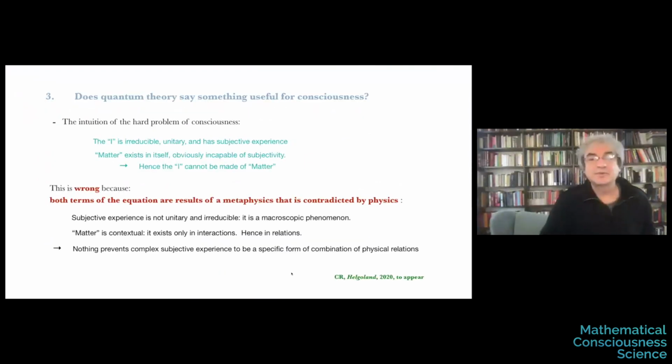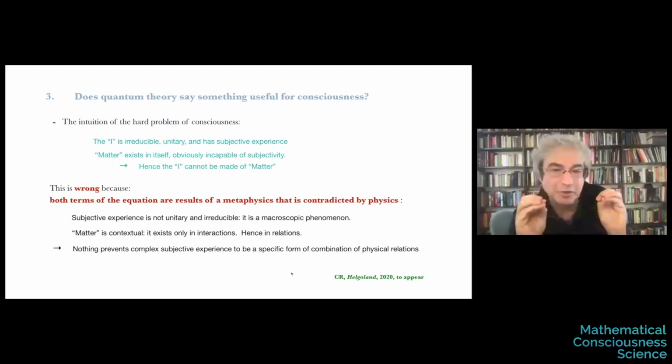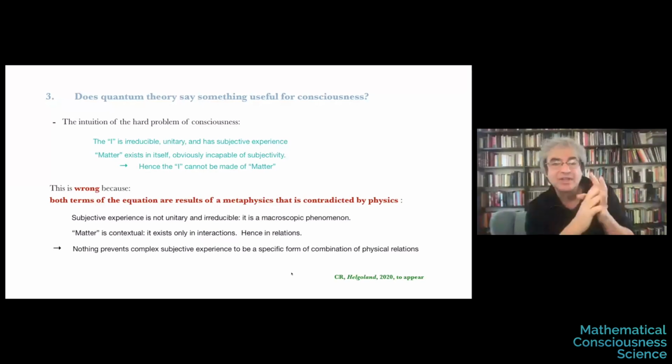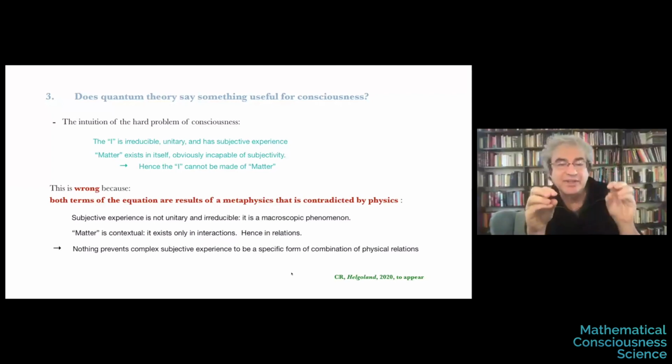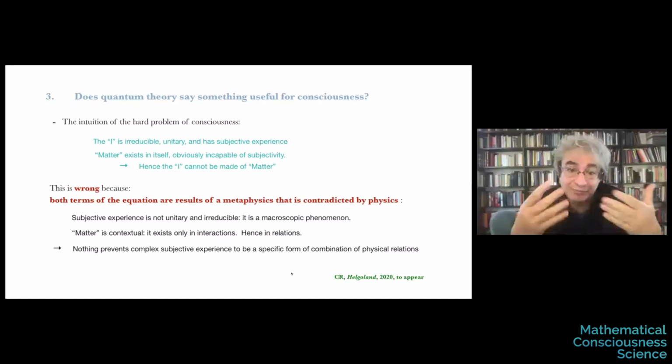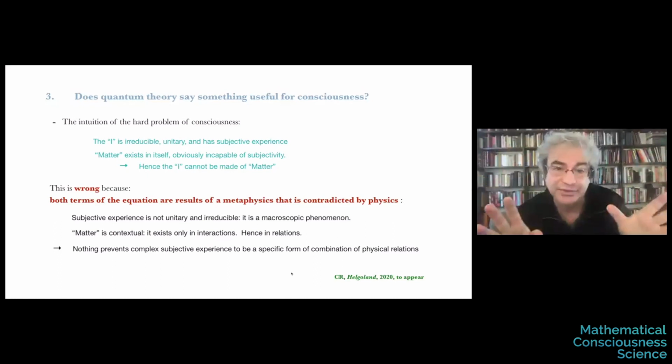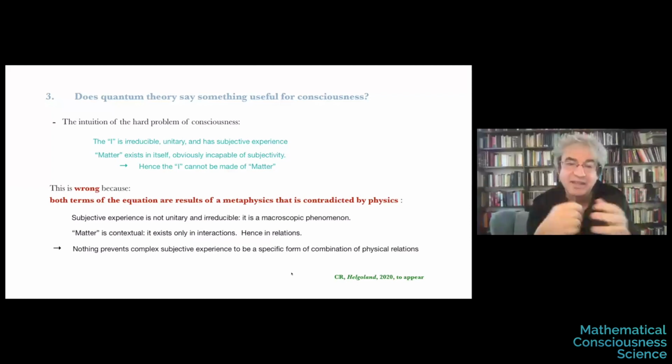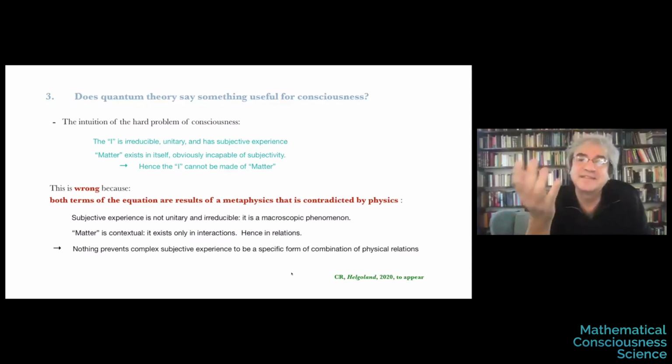And I come to the key point. The hard problem of consciousness is, and this is somehow the crucial point of all this discussion, the intuition that there is a contradiction, an incompatibility between the notion of the subject, of the subjective view of the world, of the subjective experience of the world, the I, which is an irreducible unitary thing which has subjective experience, and matter, which exists in itself, incapable of subjectivity.